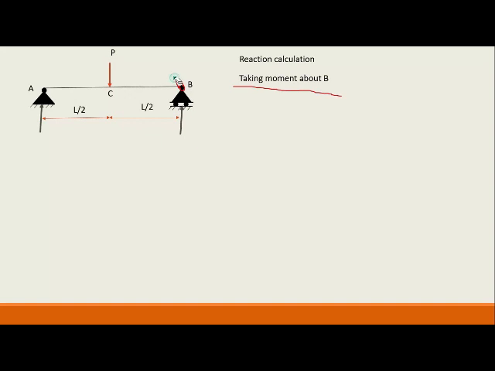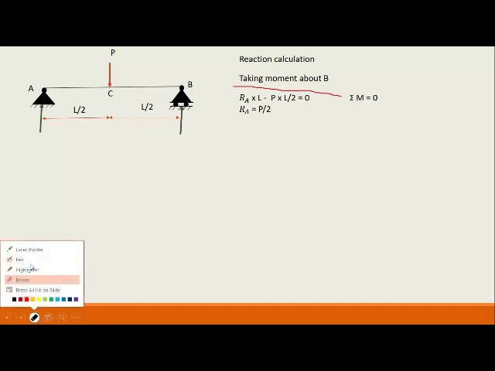So here we will see the equation is coming like this: RA into L, a clockwise moment, is positive, and minus P into L by 2, which is an anti-clockwise moment, so it is considered negative, and we have calculated the value of RA as P by 2. So this is taking the equation of statics, summation of moment is equal to 0.